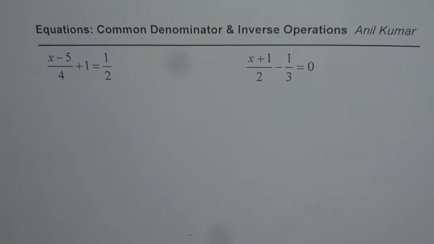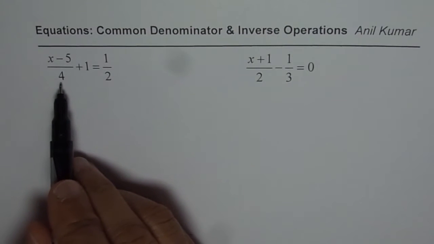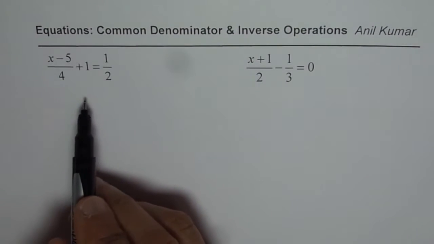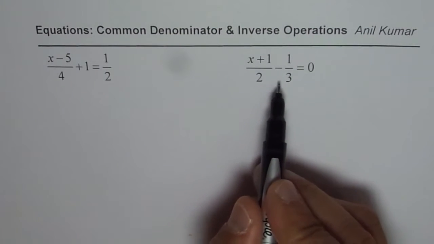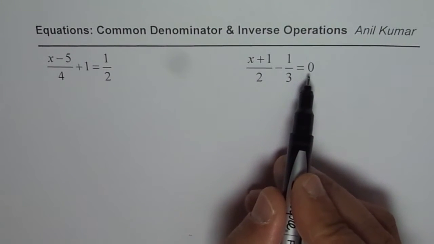I'm Anil Kumar. I have taken a variety of questions, rather equations, to solve. In this particular equation, we'll solve by first multiplying by common denominators and then performing inverse operations. The equation is (x - 5)/4 + 1 = 1/2. Another practice question for you is (x + 1)/2 - 1/3 = 0.